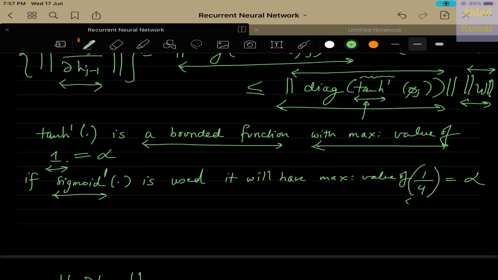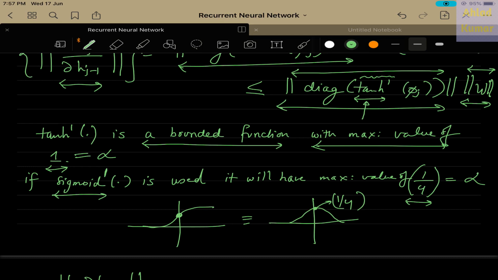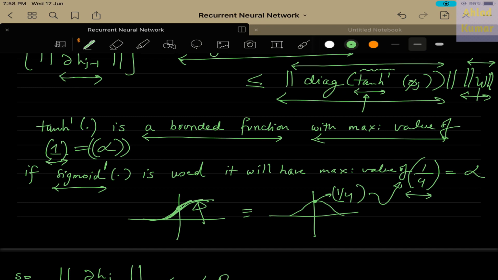And this value of 1 by 4 comes from the fact that if you take the derivative of a sigmoid function, which is this one, the maximum derivative will be 1 by 4. It occurs at this point because it's the steepest point, where the derivative is highest. So the maximum value of the derivative for this sigmoid function is 1 by 4, which is over here. Let's call these values, either 1 or 1 by 4, alpha. And the W matrix is a real valued matrix, so let us say that it is also bounded by a value beta.